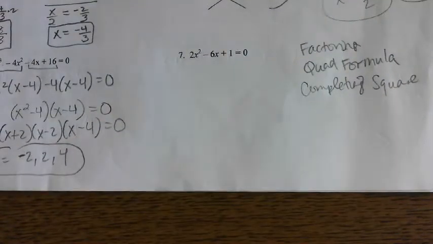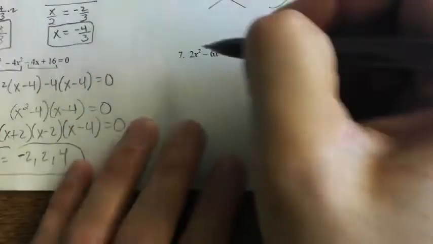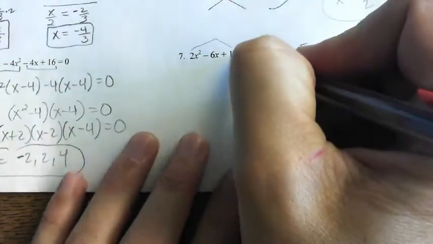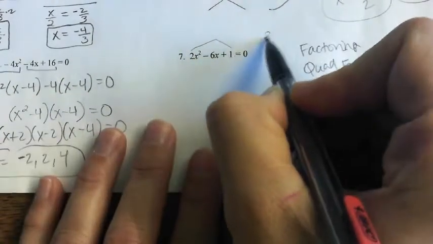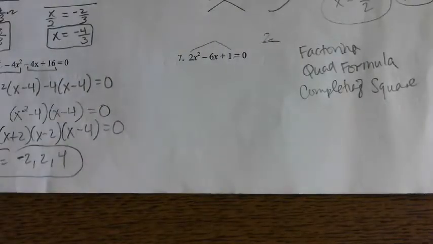Number 7 is not factorable. If I think real quickly, 2 times 1 is 2. There are no two numbers that multiply to get 2 that add to get negative 6. So guessing and checking to factor is not going to work. Splitting the middle term to factor is not going to work because it's not factorable. When it's not factorable, though, that doesn't mean it's not solvable.